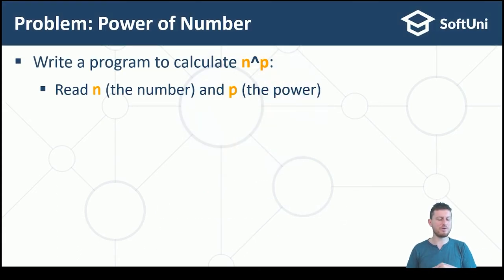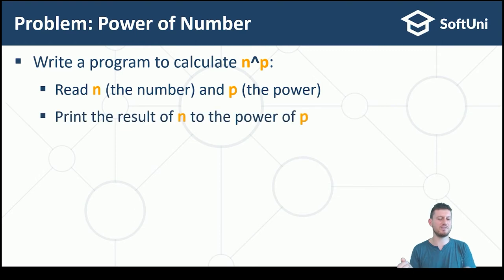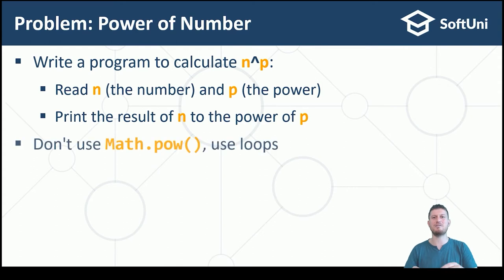So the first problem is called power of number. It's about writing a program to calculate n raised to the power of p. So we read a number n, which is a floating point number, and a power p. This power is an integer, and we need to calculate and print the result of n raised to the power of p. We are not allowed to use the Math.pow function, which does exactly this thing. We want to use loops because we are now learning how to use loops.